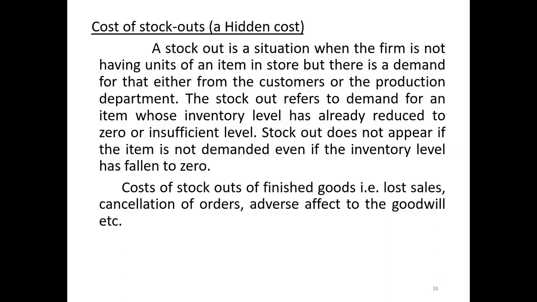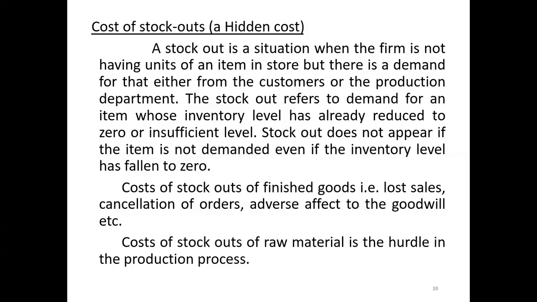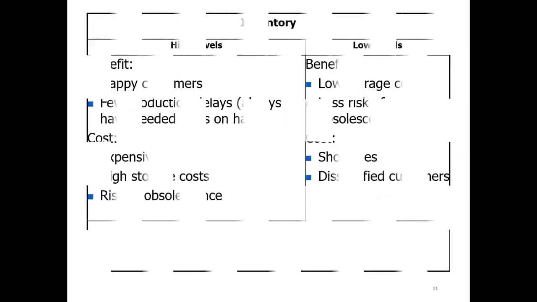So this affects the goodwill adversely. This is another cost, where the item is out of stock in the store, but there is a demand for it either from the customers or the production department. So these are the costs of stockouts. The cost of stockouts of raw material is a hurdle in the production process.